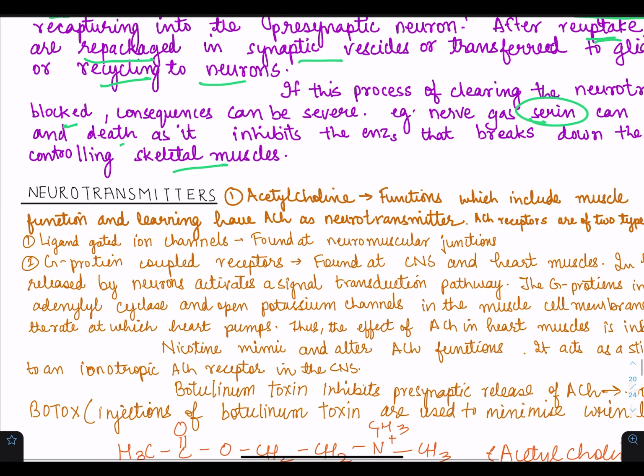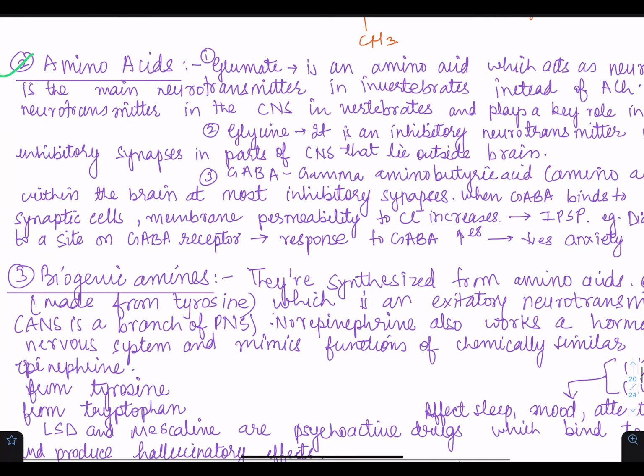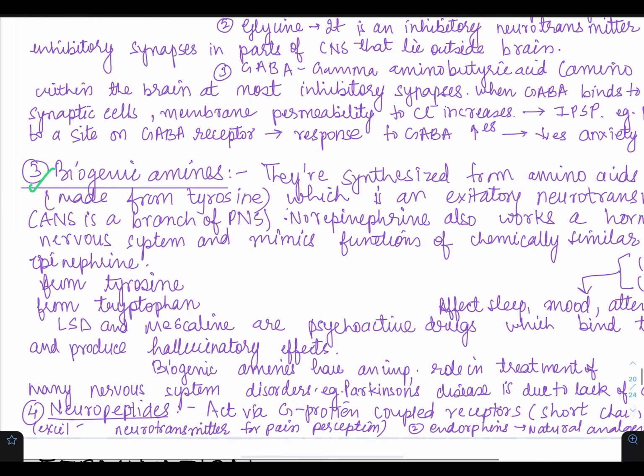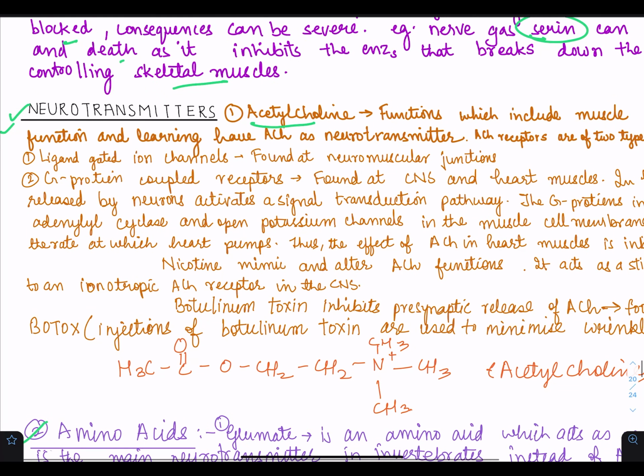Now we study about the neurotransmitters. The neurotransmitters are acetylcholine, then we have amino acids, then biogenic amines and neuropeptides. So first of all, we study about acetylcholine.